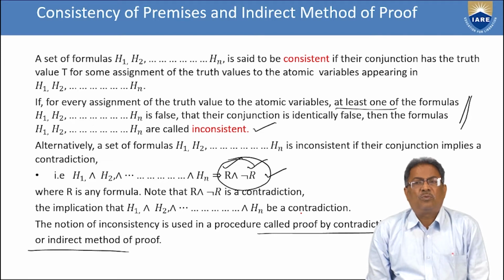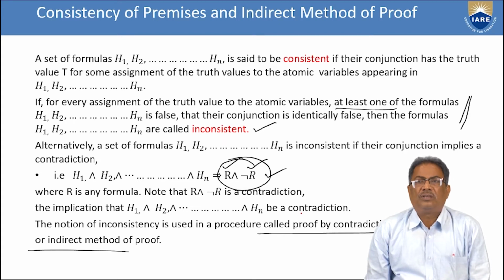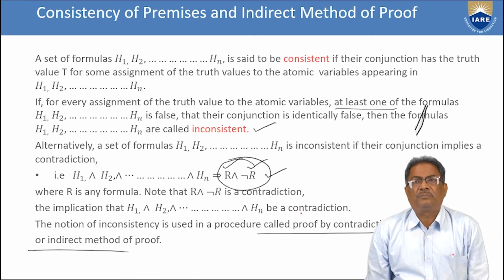In proof by contradiction, whatever conclusion we are going to prove, instead of taking that, we take the negation of that as true. And of course, we can get the conclusion. Obviously, whatever premise is given, we prove that it is false. That is also what we call a proof by contradiction.